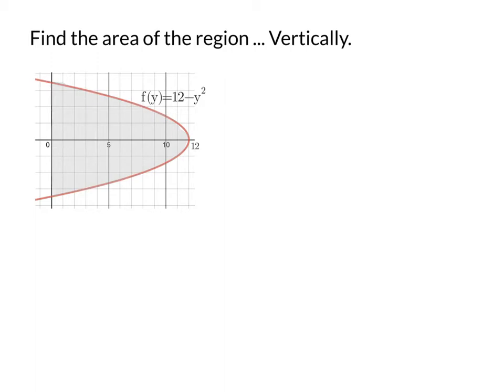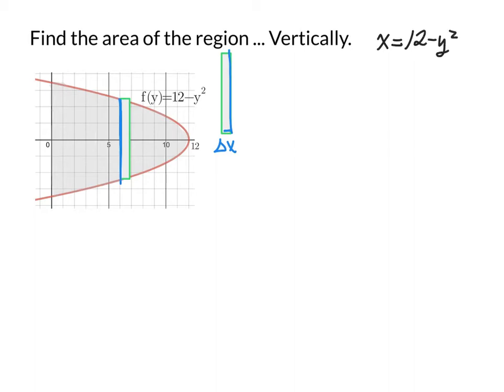By that I mean we use a vertical representative rectangle like this, which means that the base of our rectangle, because it's a horizontal distance, would be the change in x. That means when we find the height of our rectangle, we have to do that in terms of x. The problem with that is that our function isn't written that way. It's written in terms of y. F of y equals 12 minus y squared means x equals 12 minus y squared.